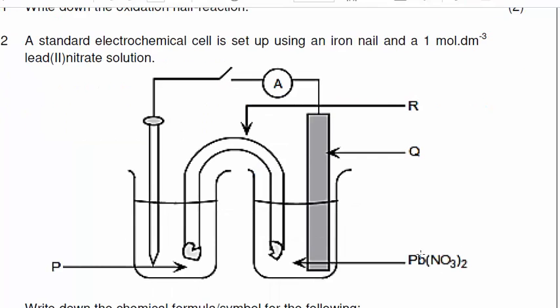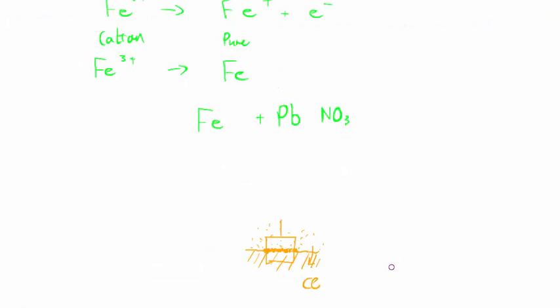Lead 2+, here they give it to me, lead 2 nitrate, Pb(NO3)2. Something happens. Now the only thing that can happen is that this can become iron nitrate. We don't yet know if this is iron 3+ or iron 2+. That's what we want to figure out. And lead. That's the only possible thing that can happen.